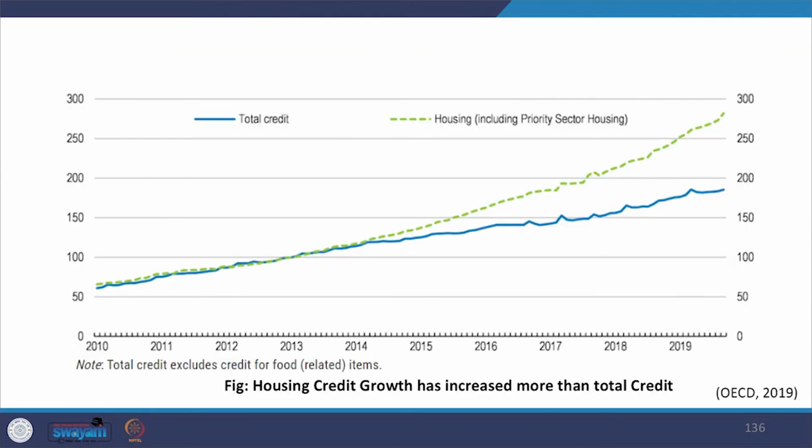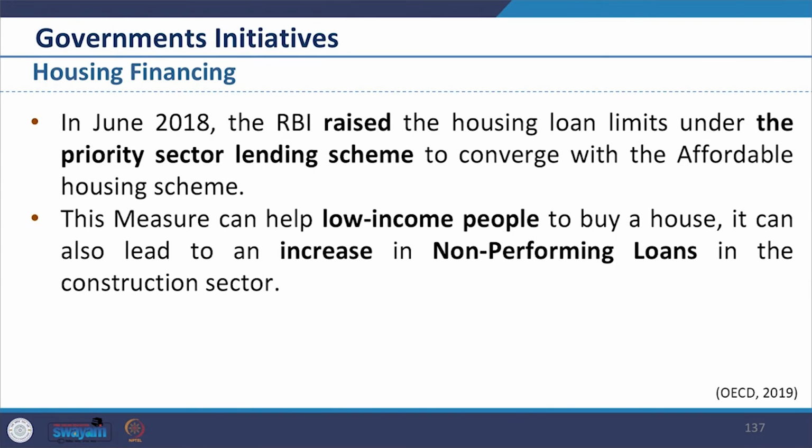In the figure we see, the blue line indicates the total credit and the green line indicates housing sector credit. We see that it has increased considerably in the country to help fight the shortage. We further see that in June 2018, the RBI raised the housing loan limits under the priority sector lending scheme to converge with the affordable housing scheme.